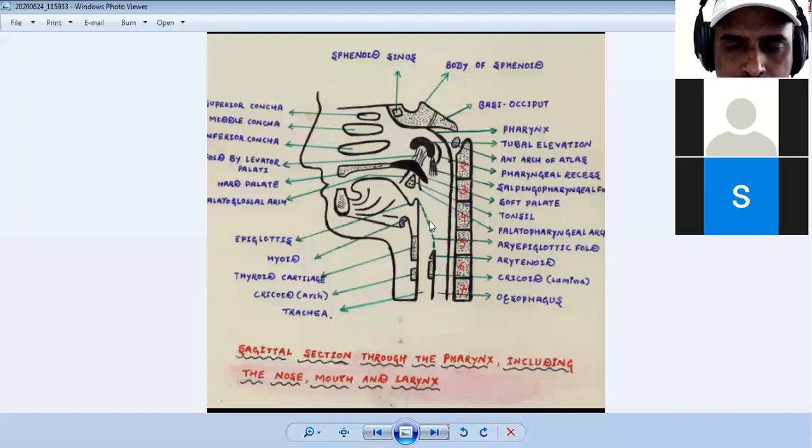On each side, when you see the larynx, there is a depression called the piriform fossa. When you see the opening on the throat region at the level of the epiglottis, on each side there is a depression, and that depression on each side we call the piriform fossa. P-I-R-I-F-O-R-M, piriform fossa, that you have to remember.